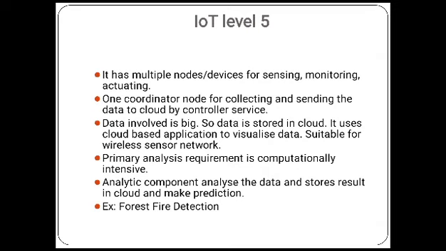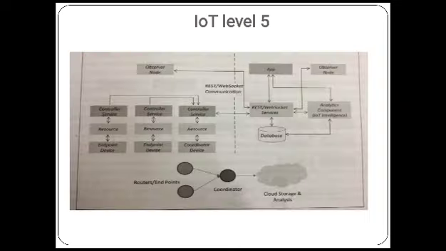IoT level 5. It also has multiple node devices for sensing, monitoring, actuating, and one coordinator node for collecting and sending the data to the cloud by controller service. Data involved is big, so data is stored in the cloud. It uses a cloud-based application to visualize data and is suitable for wireless sensor networks. Primary analysis requirement is computationally intensive. The analytical component analyzes the data and stores the result in the cloud and makes predictions. The example is forest fire detection.